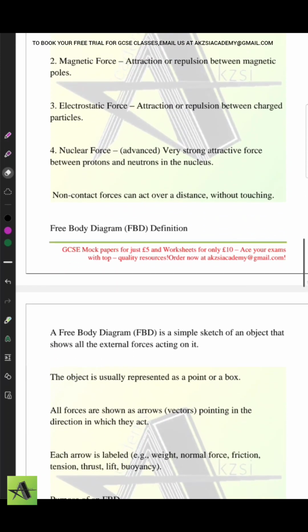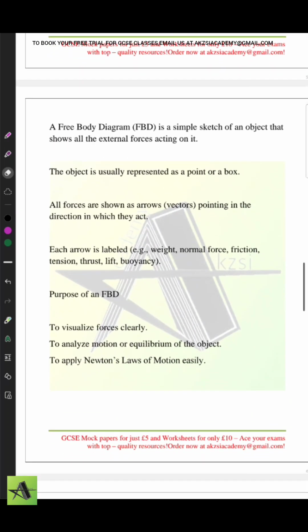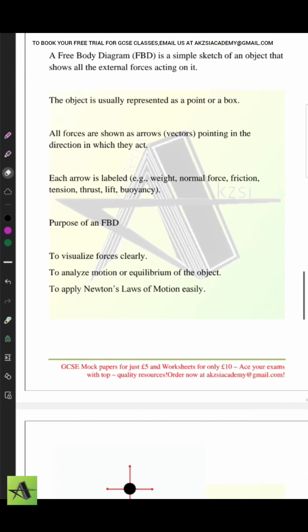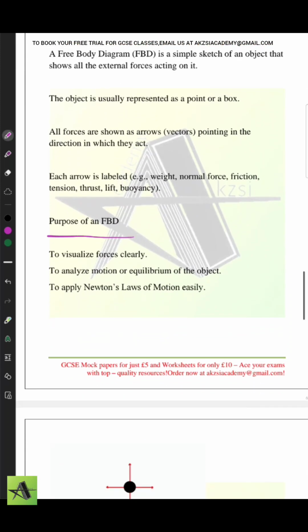A free body diagram is a simple sketch of the object and all the forces acting on it, and that helps us in the calculations. So what is the purpose? What is the purpose of the free body diagram? It's to visualize the forces clearly, to analyze the motion or the equilibrium of the object, and to apply Newton's laws of motion easily. So now let me see how we can draw a free body diagram for each object.